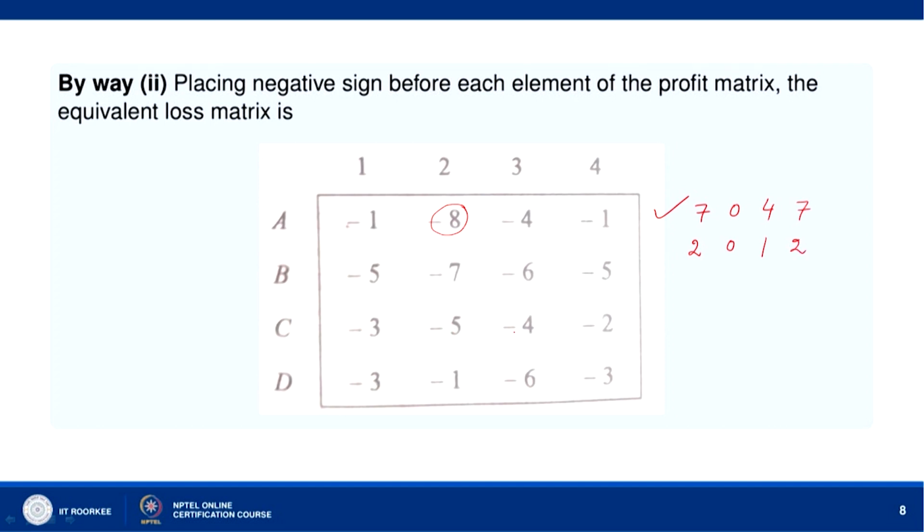And here the smallest element in the third row is -5. So, -3 plus 5 is 2, -5 subtracted from -5 gives 0, -4 plus 5 is 1, -2 plus 5 is 3. In the fourth row the smallest element is -6. So, -3 minus -6 is 3 and then -1 plus 6 is 5 and then -6 subtracted from -6 gives 0, -3 plus 6 gives 3.